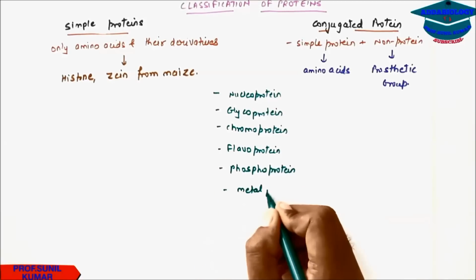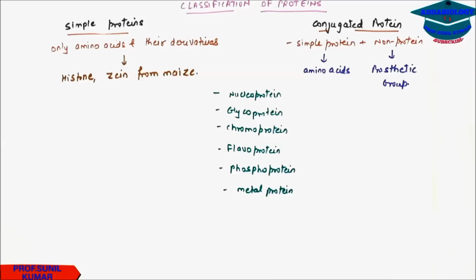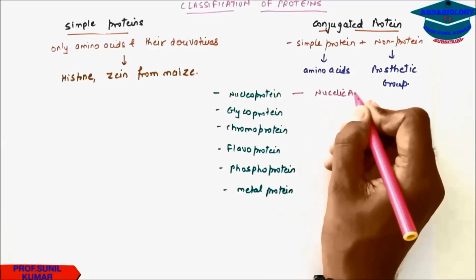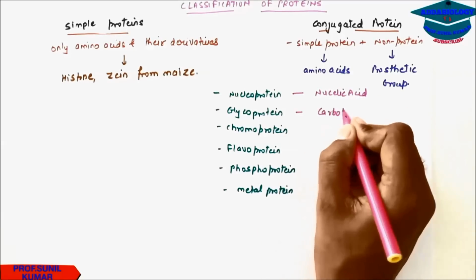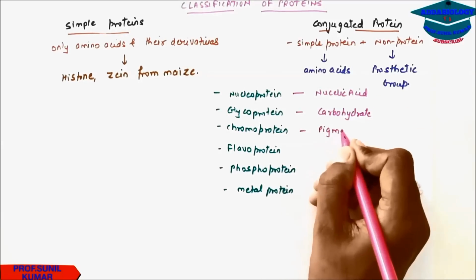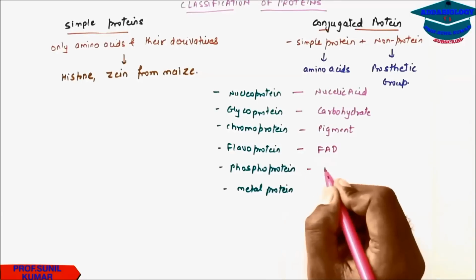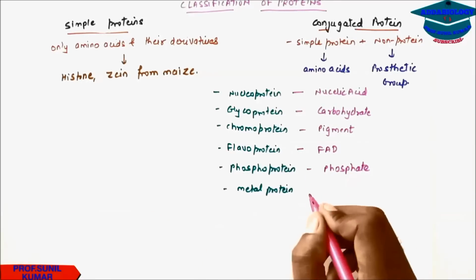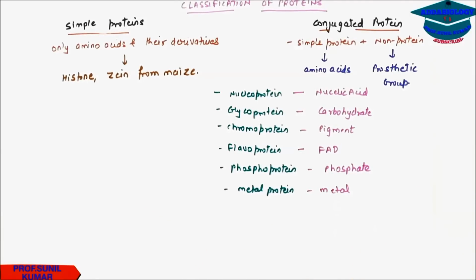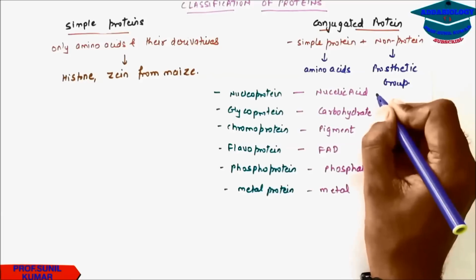Now we need to understand that nucleoprotein is nucleic acid and protein. Glycoproteins have carbohydrates as the prosthetic group. Chromoproteins are pigments, flavoproteins have FAD, phosphoprotein has phosphate, and metalloprotein has metal.